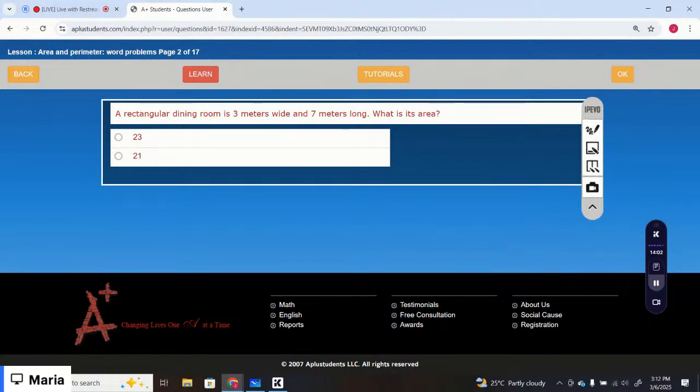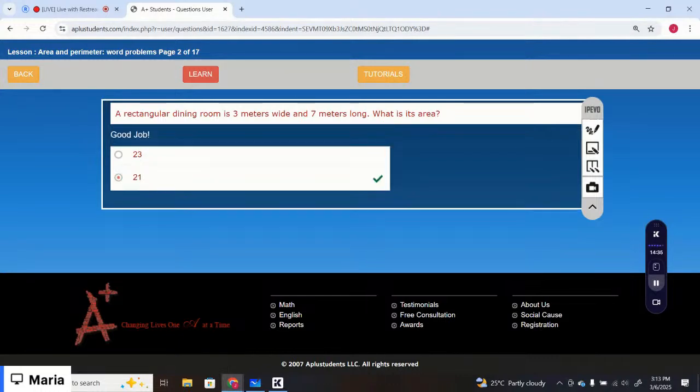A rectangular dining room is 3 meters wide and 7 meters long. What is its area? That is 3 times 7 equals 21. Option number 2 is the correct option.